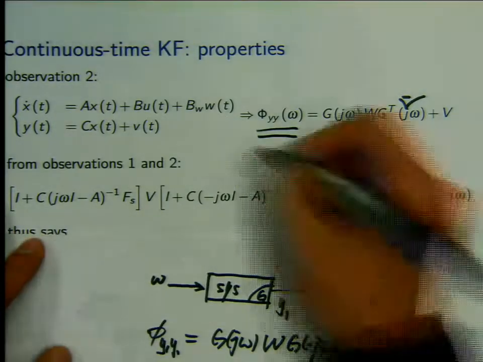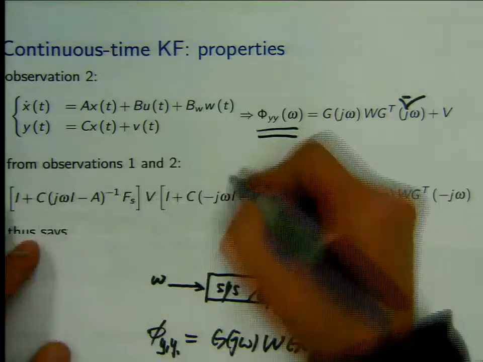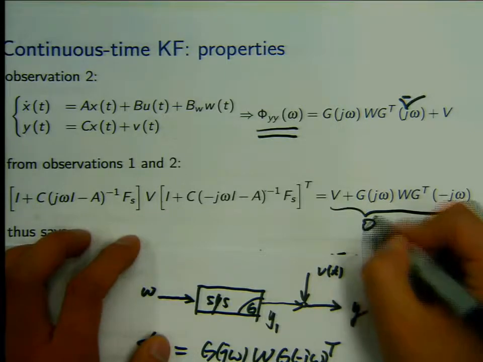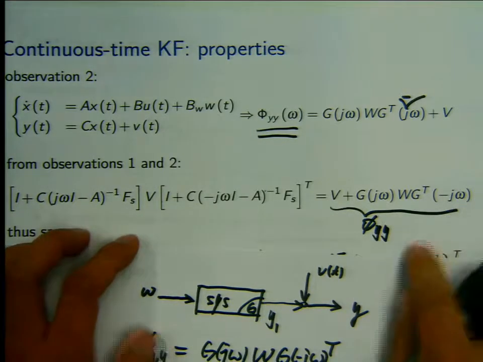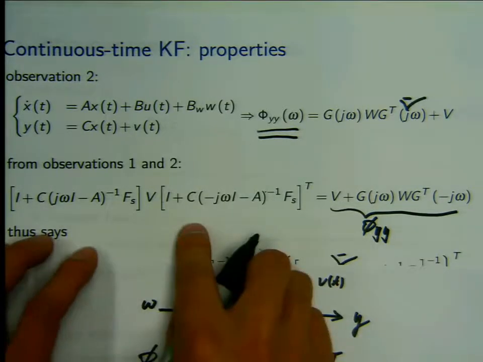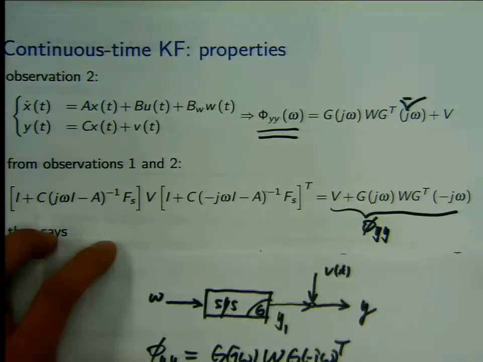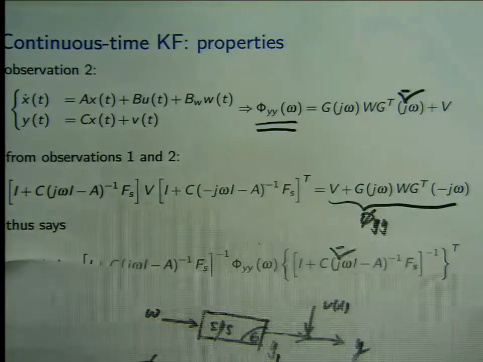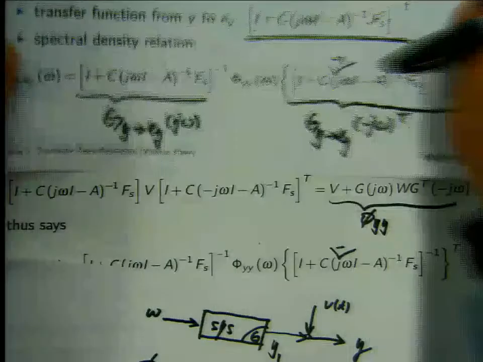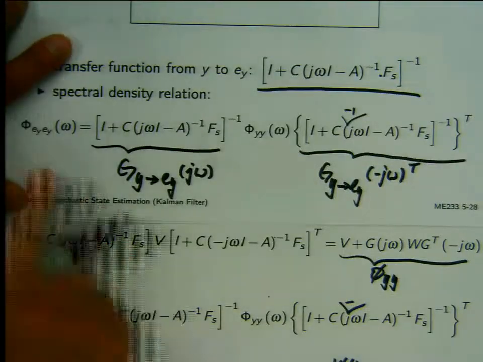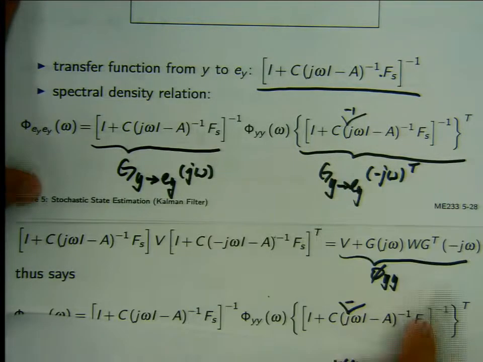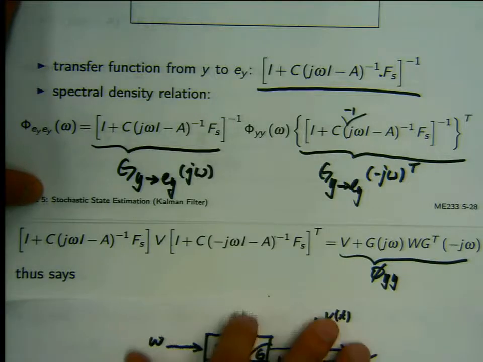Now, look at this return difference equality. On the right-hand side, I have the spectral density of Y. And on the left-hand side, I have these results here. And I have shown you that the spectral density of EY is this times this times this. So look at the equations very carefully.